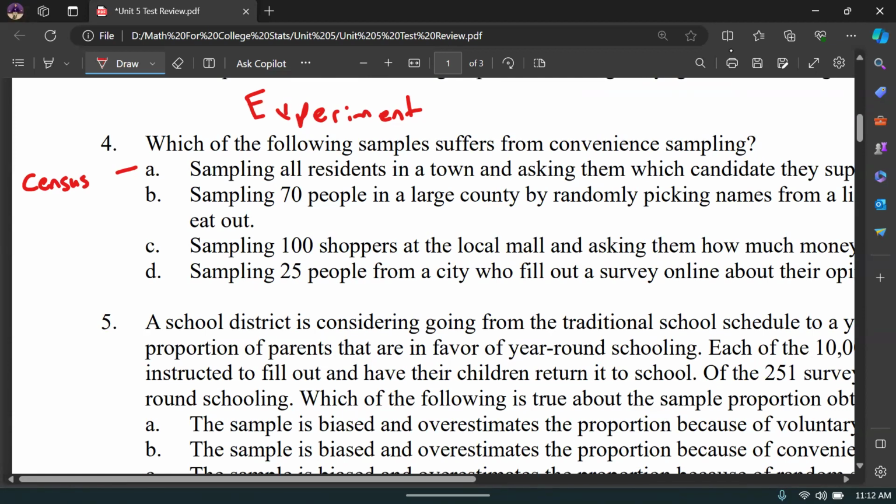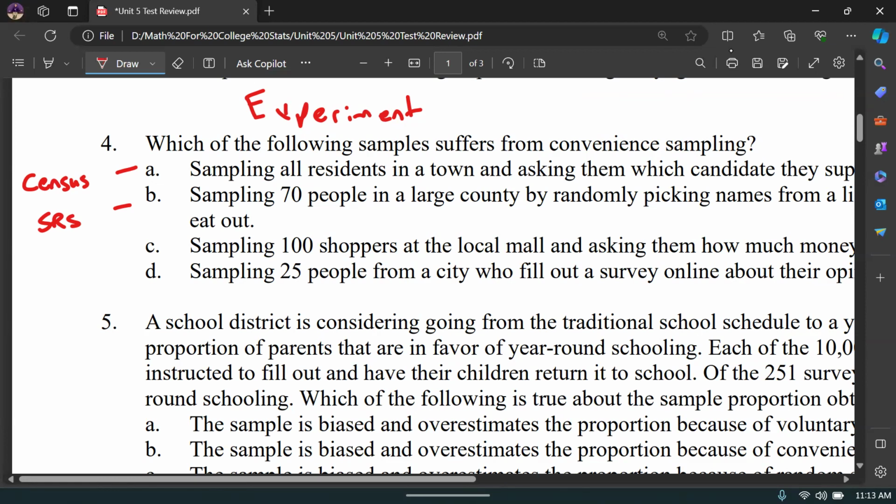B says sampling 70 people in a large county by randomly picking names from a list of all residents and asking them how many times a week they eat out. That one is a simple random sample because they have everybody on a list in a hat, basically. They pick 70 at random. That's a simple random sample.